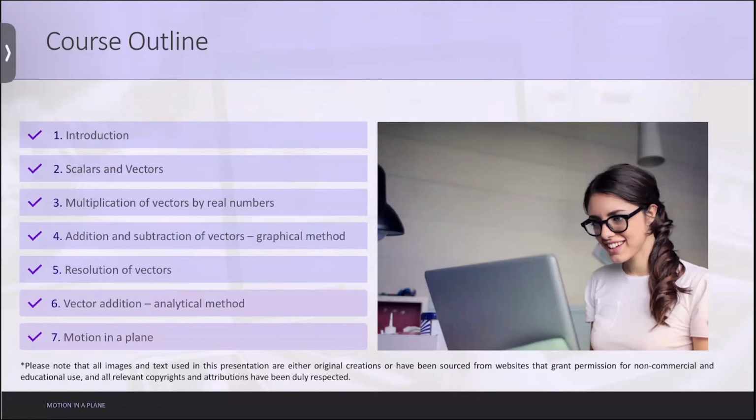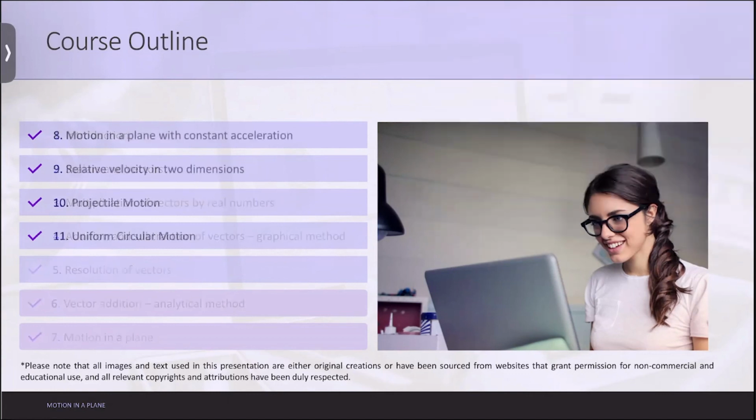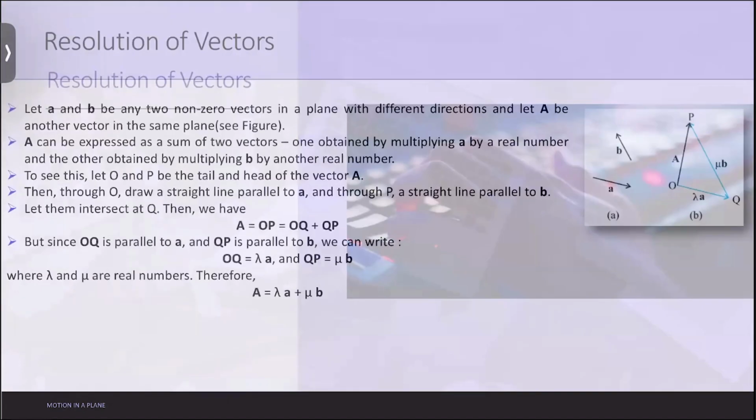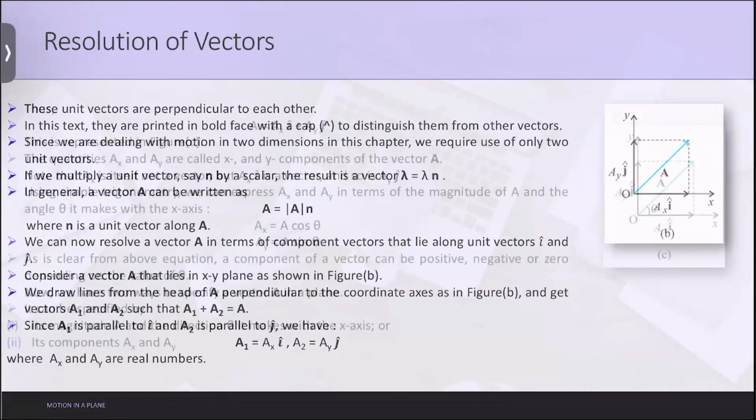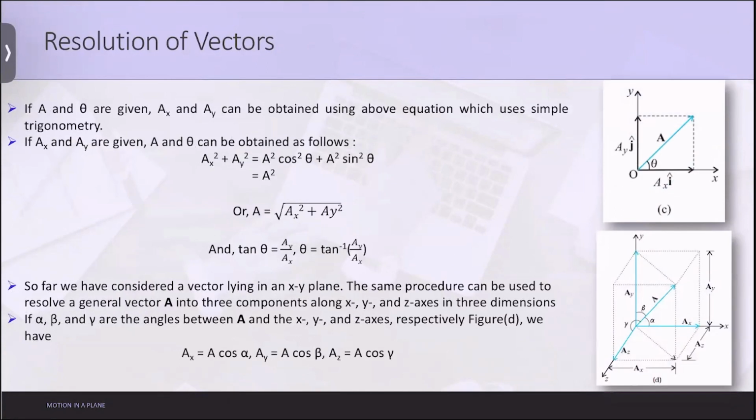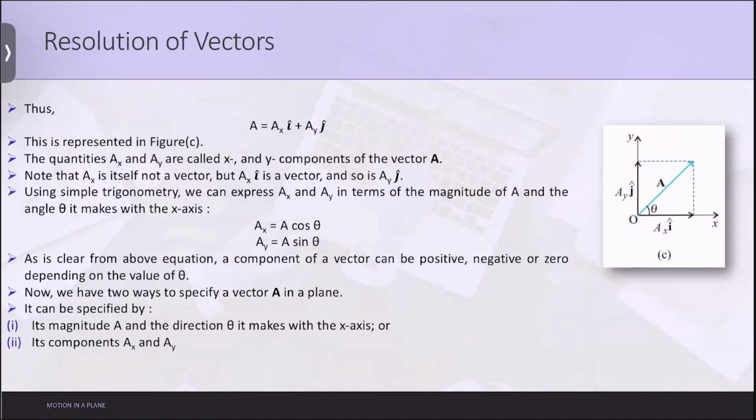So that all being said, let us now move on to the further discussion on resolution of vectors, and then we can move on to the new concept, that is vector addition analytical method. Okay, so let's move on. Fine. In resolution of vectors, I completed these things in the previous discussion. There can be two ways to specify a vector. The first is its magnitude A and the direction theta which it makes with the x-axis, and the second is its components ax and ay.